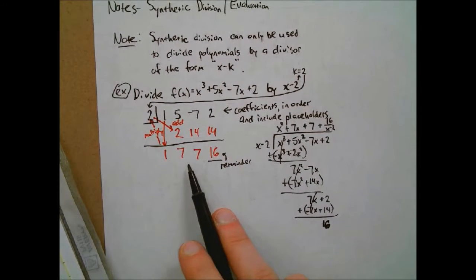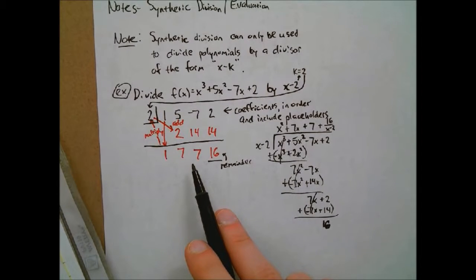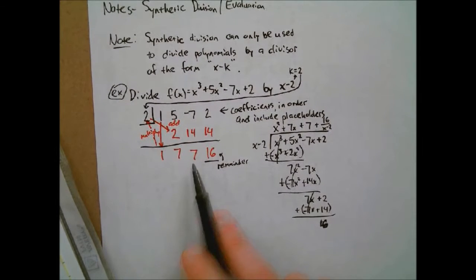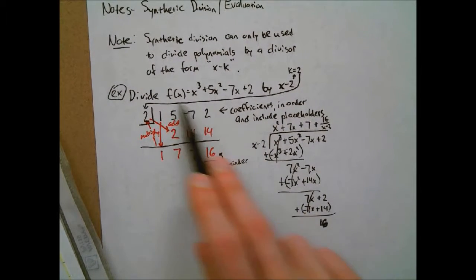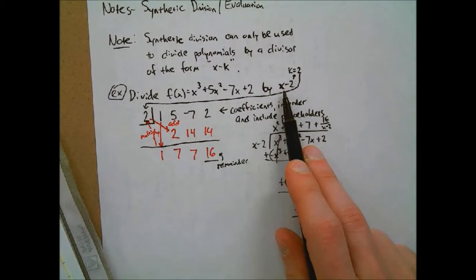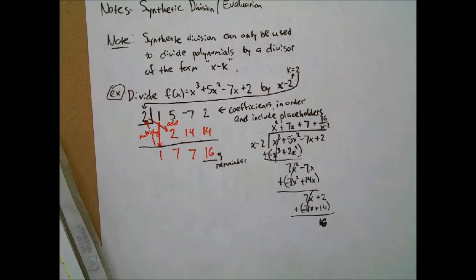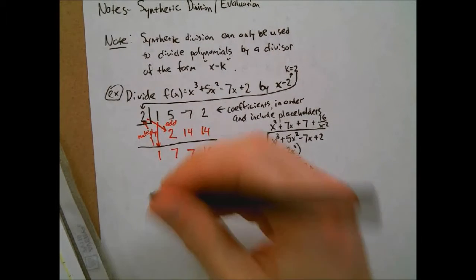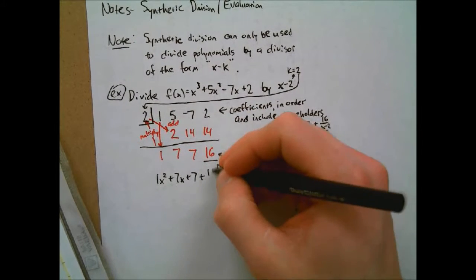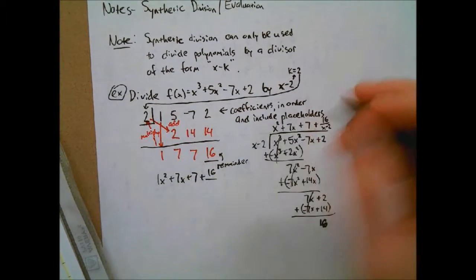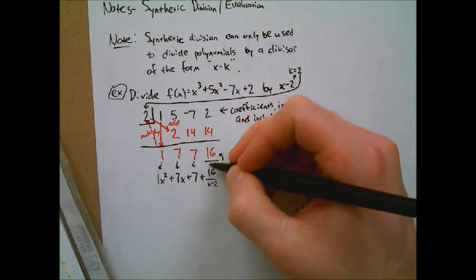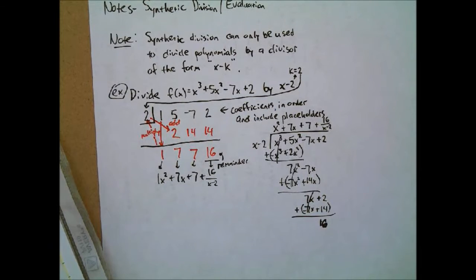But if we just know the coefficients, how are we supposed to know whether it's x to the 4th or x to the 3rd or x squared? Well, what degree did we start with? We started with degree 3. We divided by a degree 1, so we knocked the degree down by 1. So we end up with 1x squared plus 7x plus 7, and then plus the 16 over x minus 2. So that is where those numbers go and how we get our answer.